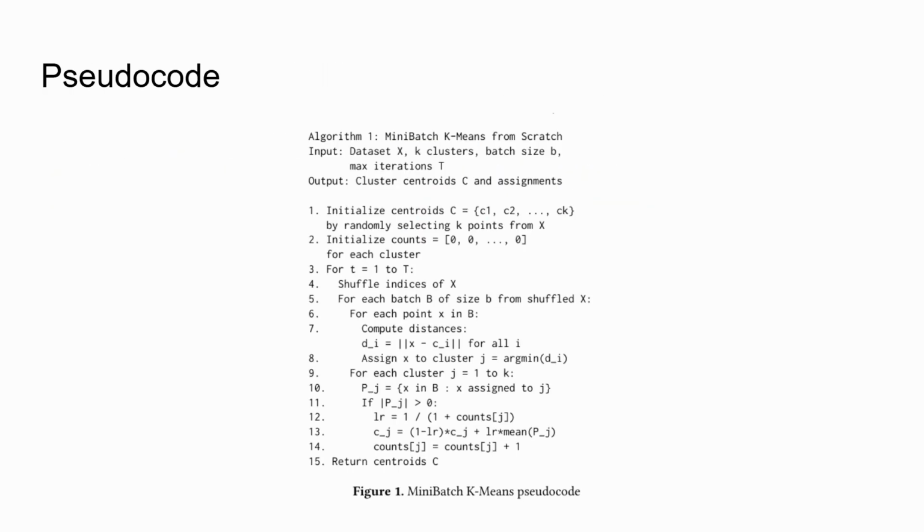This is what the pseudocode looks like. This algorithm starts by randomly initializing each cluster, and then for each iteration, it samples a batch of data points, computes the distance to each centroid, and then assigns the points to the closest cluster. And then these centroids are updated incrementally using a learning rate depending on how many points have been assigned to each cluster. This gives us a good average k-means behavior. And then the final output is a set of cluster centroids and cluster assignments.